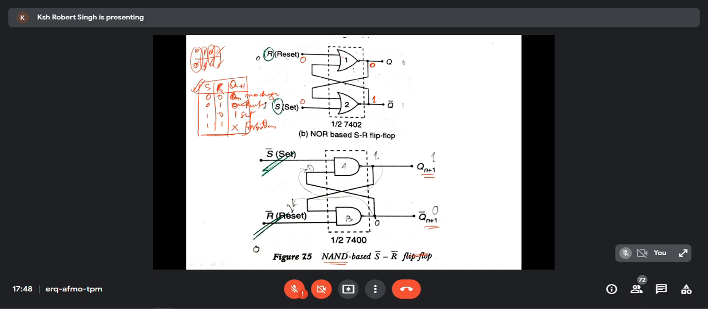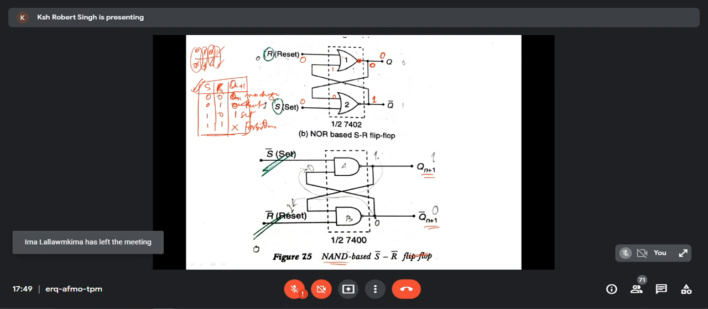Let's see. 0 is coming here, and 0 will come here because it is connected. 1 is going here, it is connected. So 1 and 0. In an OR gate, 1 and 0 is 1, but there is one bubble. So in a NOR gate, 1 and 0 gives output 0. So the next one I'll put somewhere far. So this is the next state.